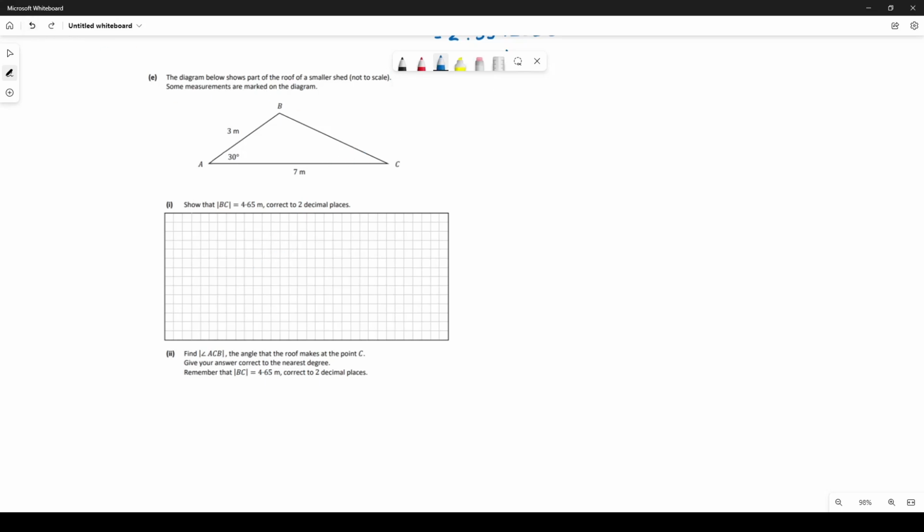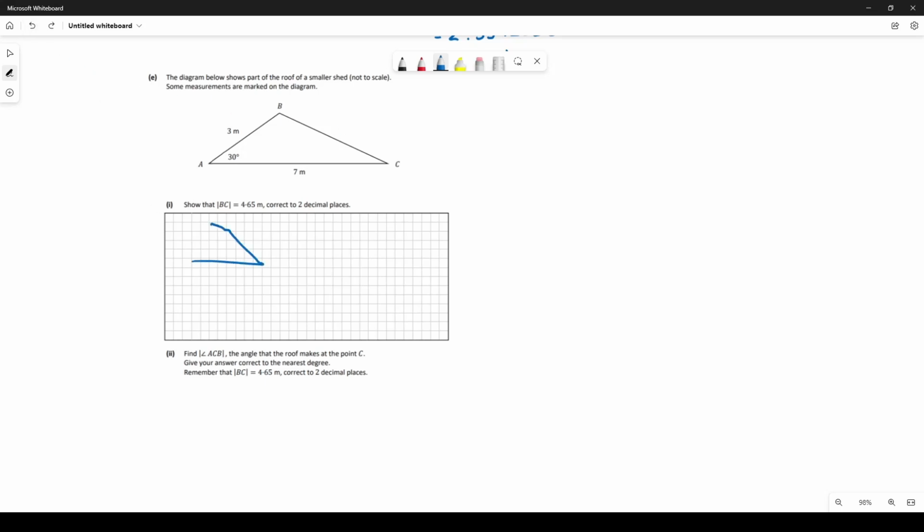But technically you can, but I wouldn't advise it, because if you fall into the habit of doing that, you kind of forget how to do it if they don't give you the answer, which they might do as well sometimes. But we have to show that this side is 4.65.